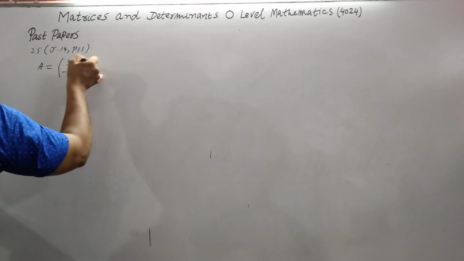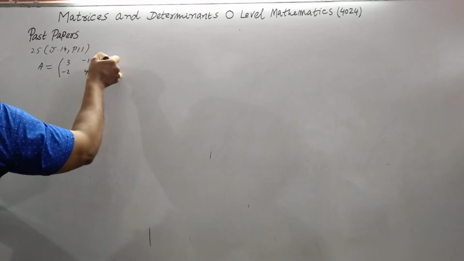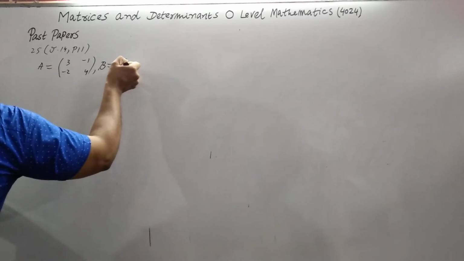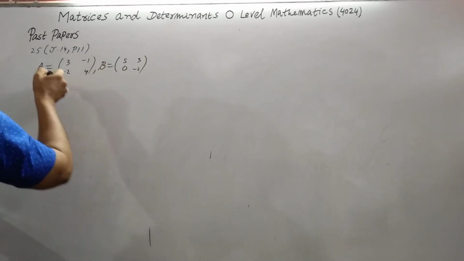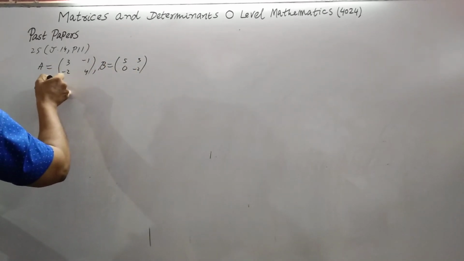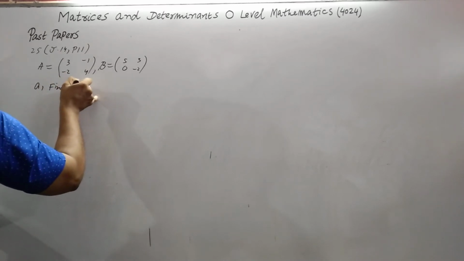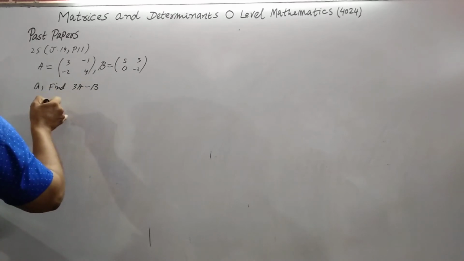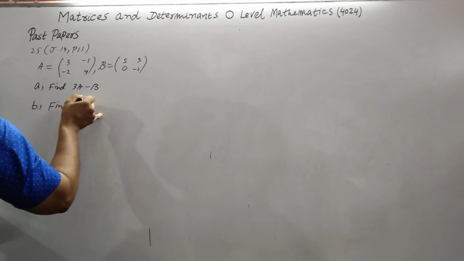B is equals to 5 0 3 minus 2. Part A, find 3A minus B. Part B, find A square.